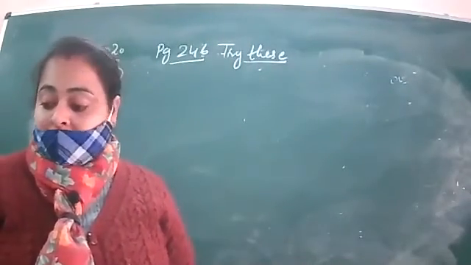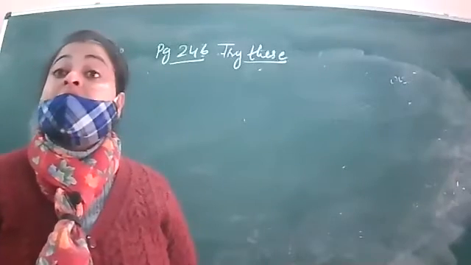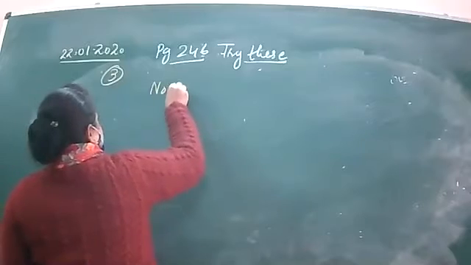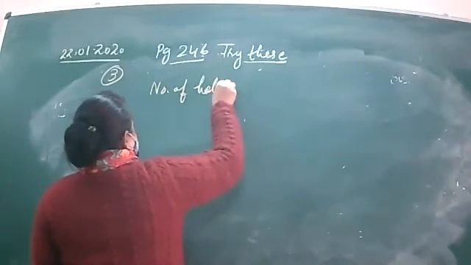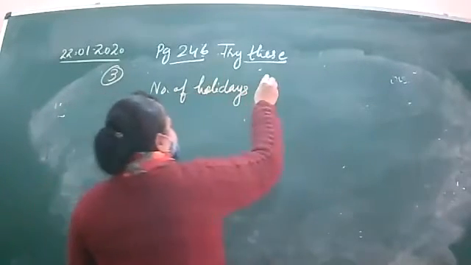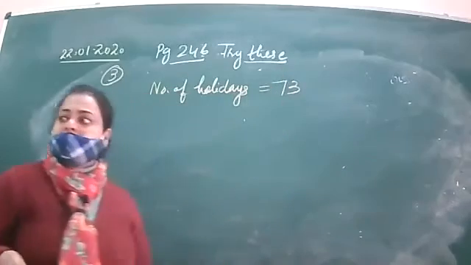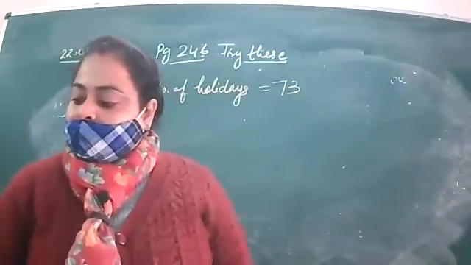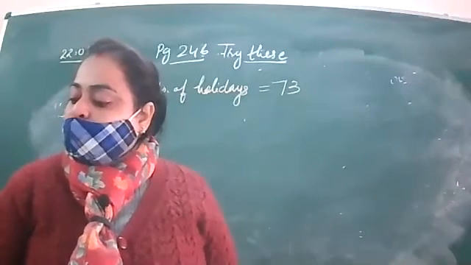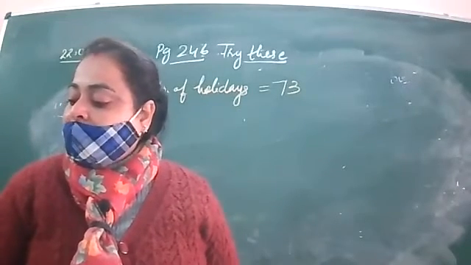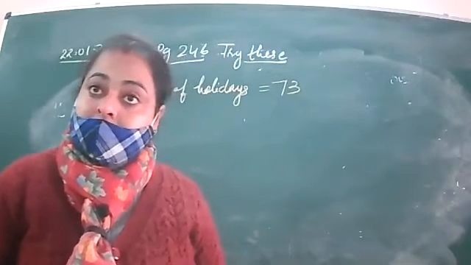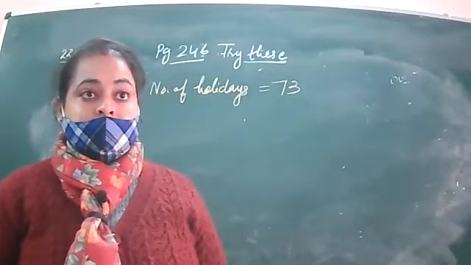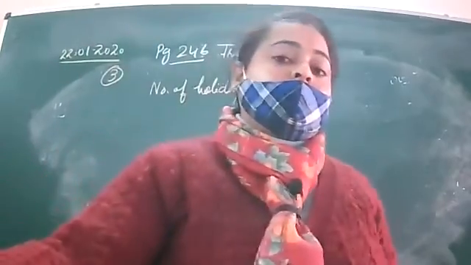In a school, there were 73 holidays. So, you will write here number of holidays. Number of holidays is equal to 73. Then, what is the ratio of number of holidays to the number of days in 1 year? Now, Anmol, how many days are in 1 year?